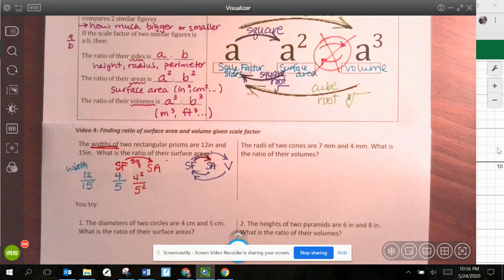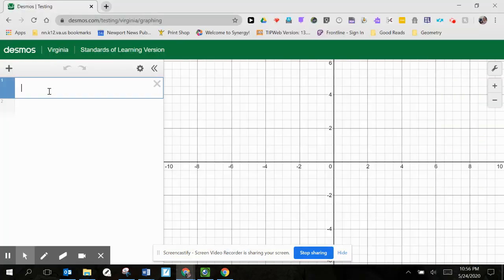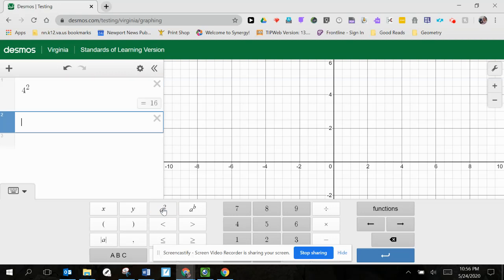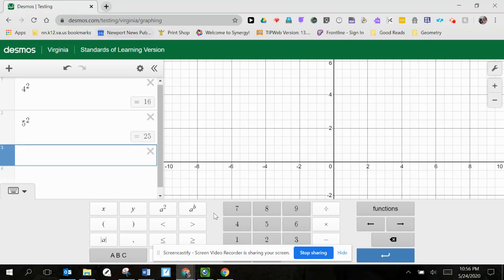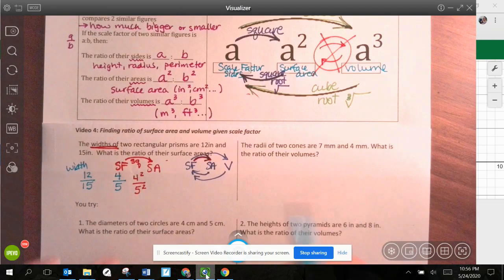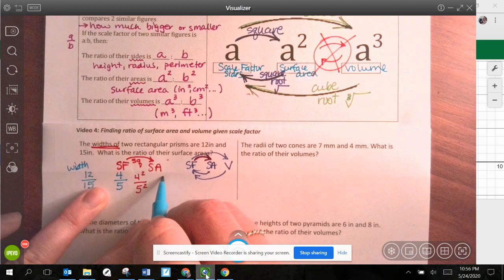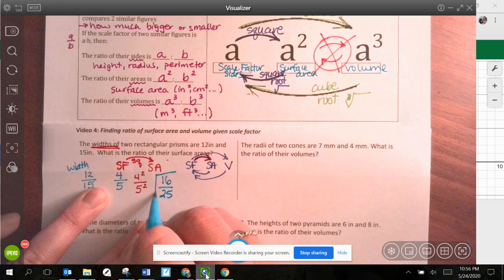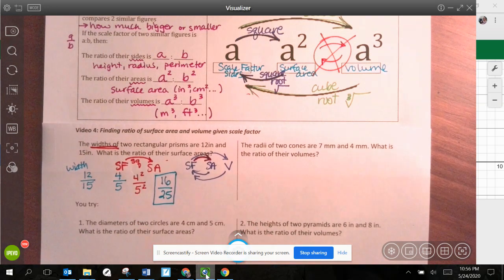Now, I can come to Desmos and type in 4, then do squared, hit enter, it's 16, and then 5 squared, enter, and that's 25. So my surface area ratio is 16 over 25. So that's the ratio for my surface area.